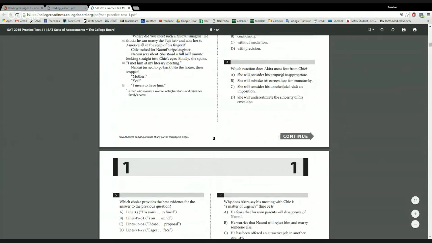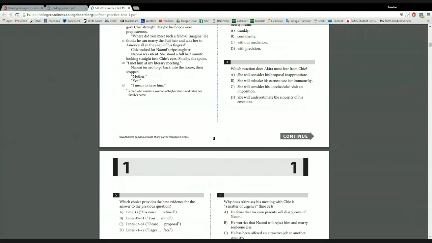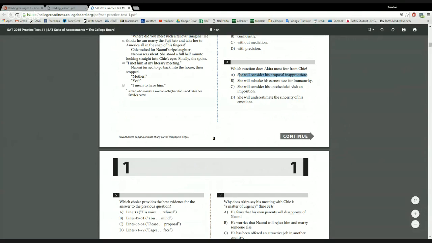So which reaction does Akira most fear from Chi? So he's kind of scared of her judging him, correct? Alright. She will consider his proposal inappropriate. That is actually pretty similar to judging what he's going to ask. B, show a mistake is evidence for immaturity. The word immaturity, you cannot assume that judging could be anything, but immaturity is a specific feeling, so that's incorrect.